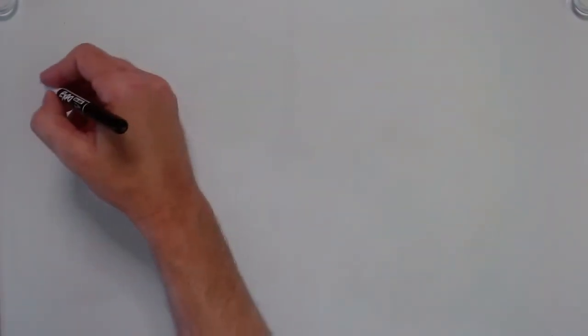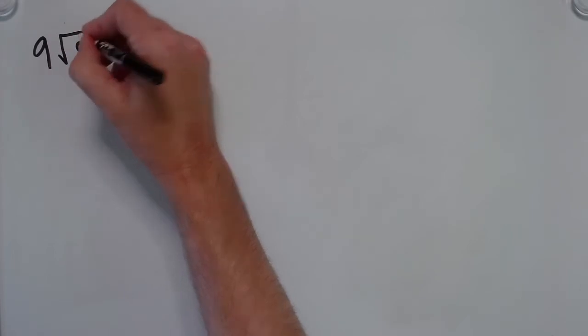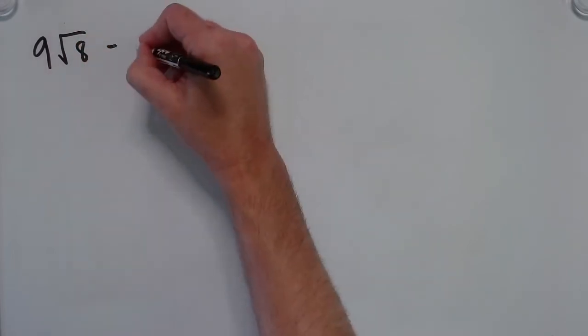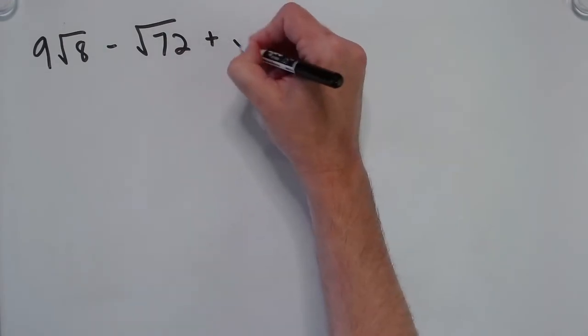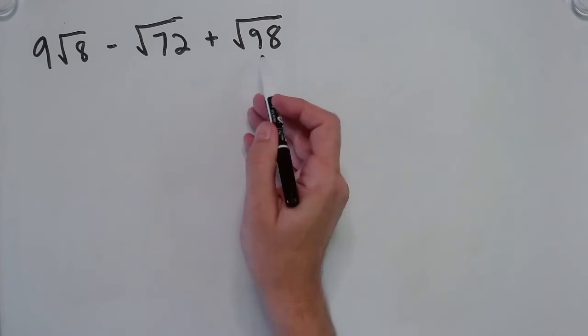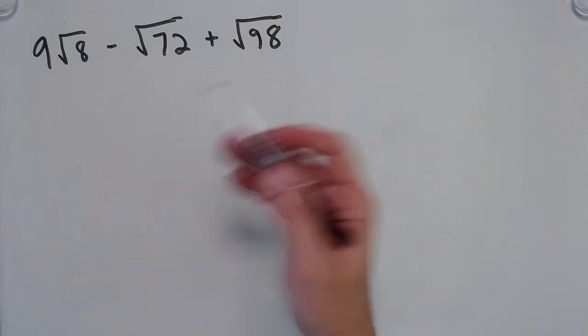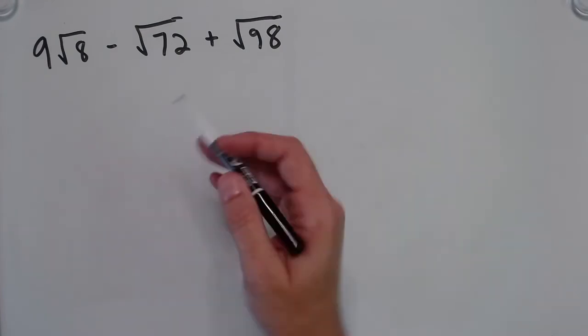All right, let's get crazy now. Not crazy, but 9 root 8 minus the square root of 72 plus the square root of 98. Okay, so we have 3 things here, but the same process will apply. We'll just have to manipulate these until we end up with some like terms.